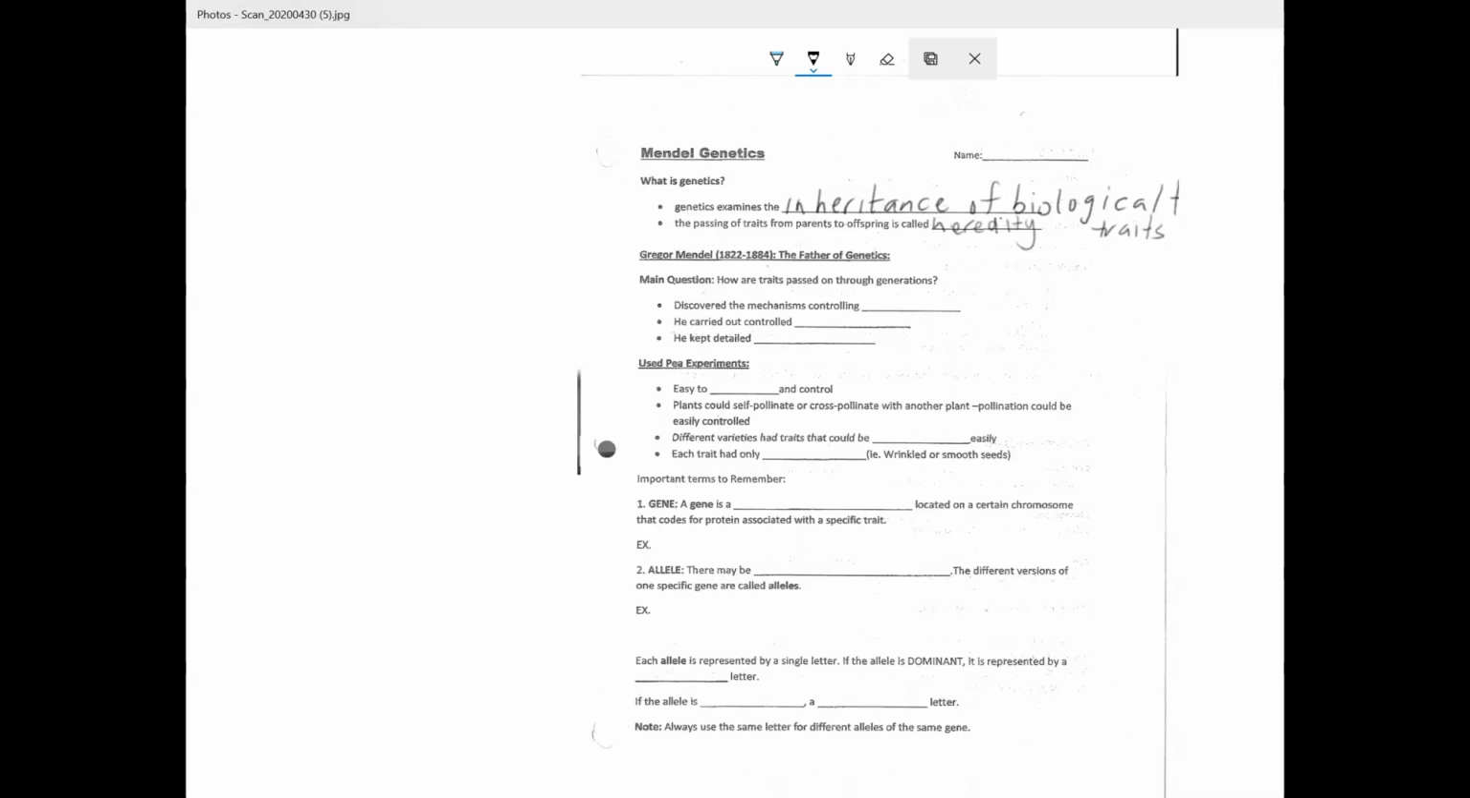Gregor Mendel lived between 1822 and 1884, considered again the father of genetics. The main question that he was trying to solve was how traits are passed on through two generations. And he discovered the mechanisms controlling inheritance. And he did this by carrying out very controlled experiments.